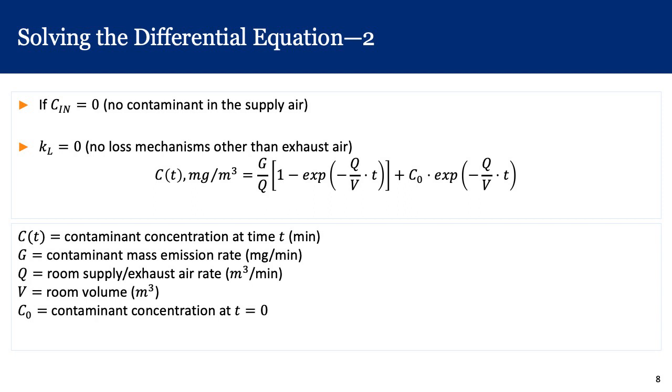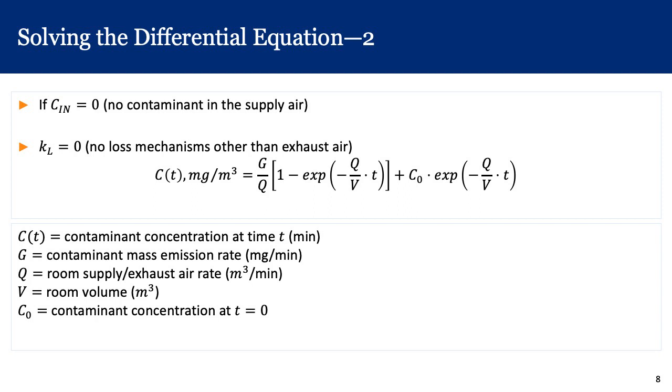So by eliminating Cn and KL, we look at a more clean-looking equation. So the first term on the right-hand side is G over Q multiplied by 1 minus exponent minus Q over V times T. And the second term is C sub 0, which is the contaminant concentration at T equal to 0. And this is multiplied by exponent minus Q over V times T.